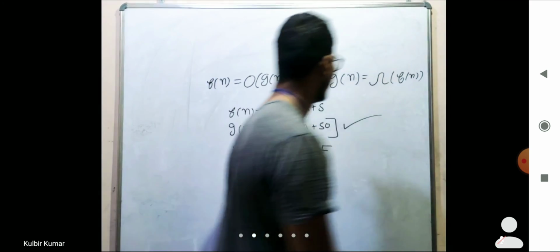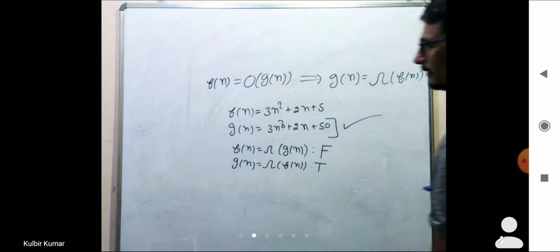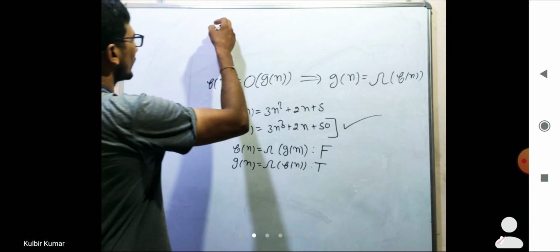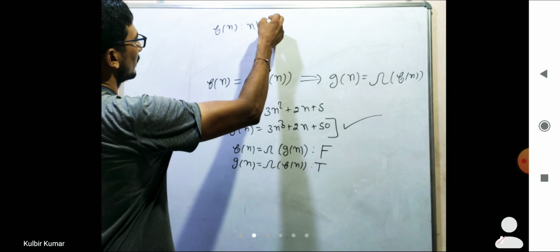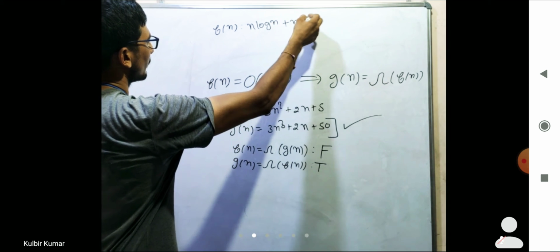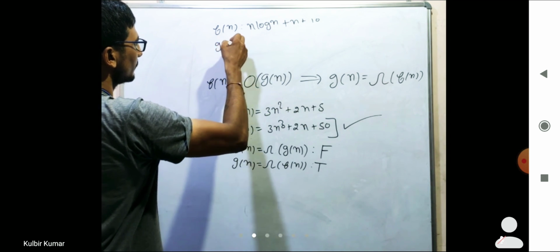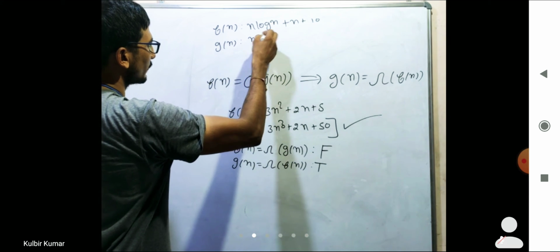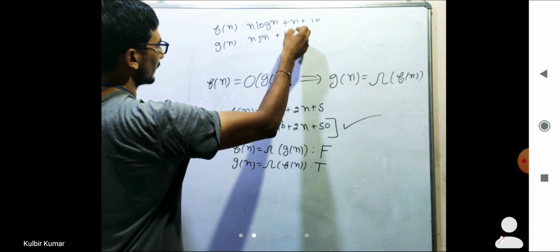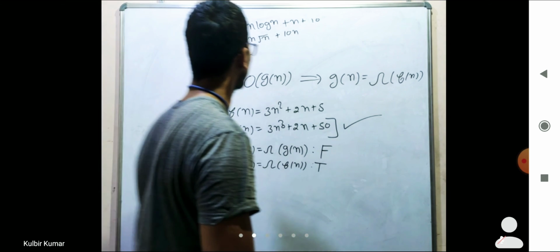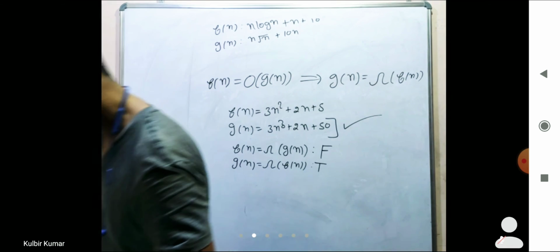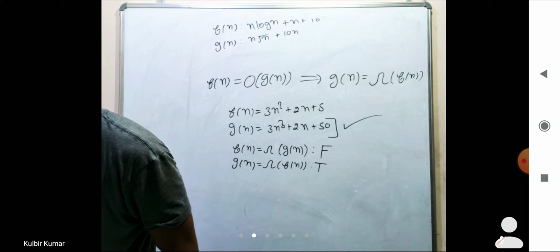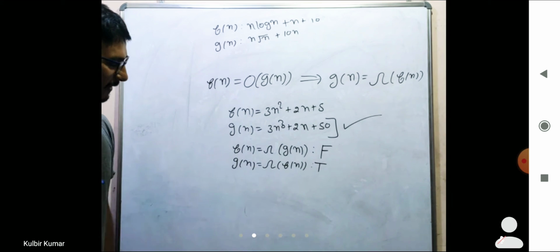So write down one more question. Let us take function f of n is given, it is n into log of n plus n plus 10. Second function g of n is n root n plus 10n. Again, find out what relation is formed between them: big O, small o, big omega, what relationship is formed?